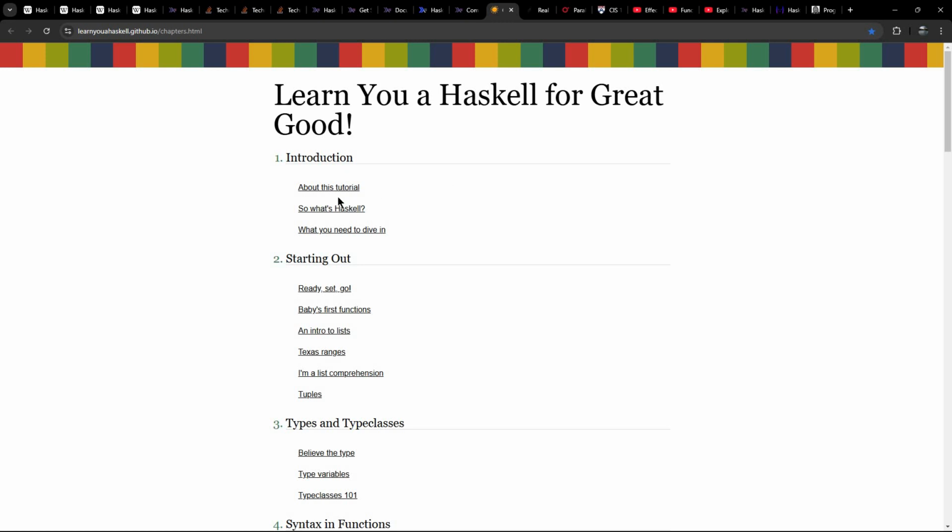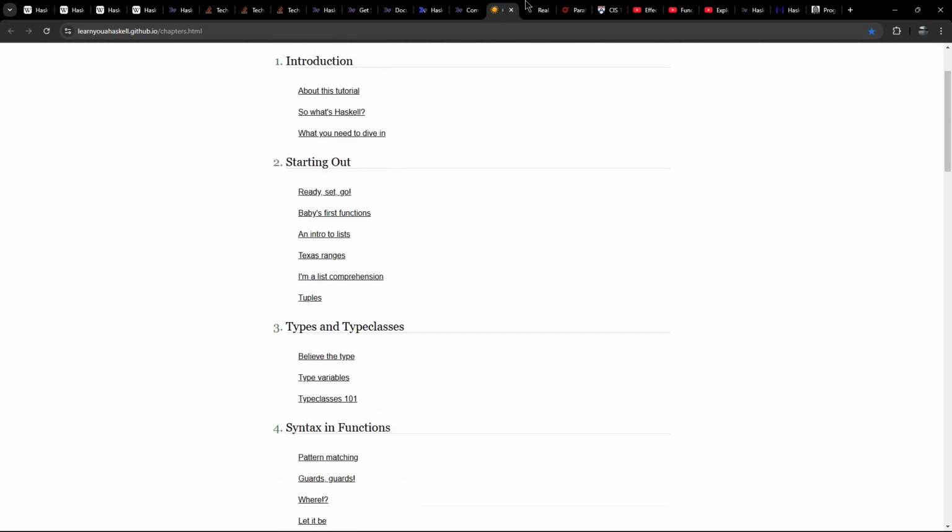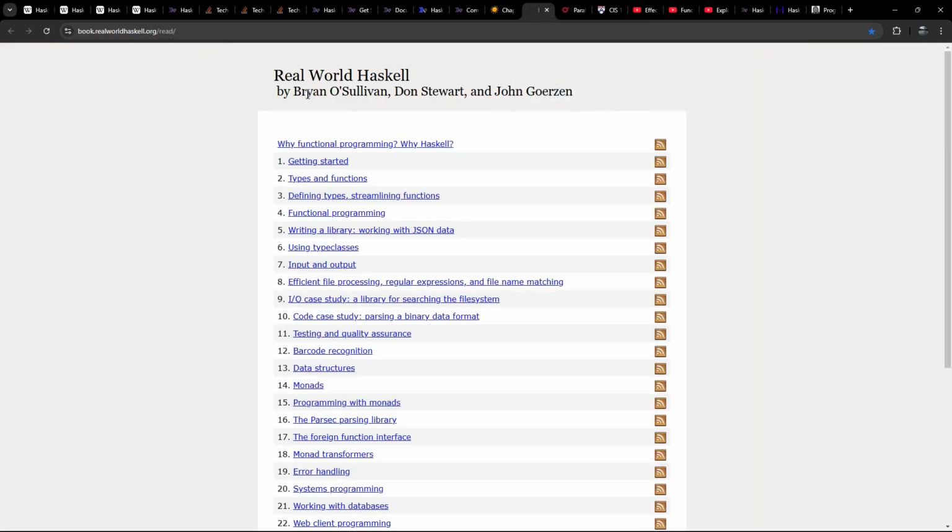Learn You a Haskell for Great Good, but you don't have to buy the book. There's a copy online, which is cool. And we've got Real World Haskell as well, which is online. There are other resources you can tap.